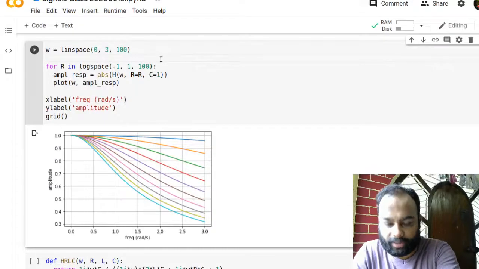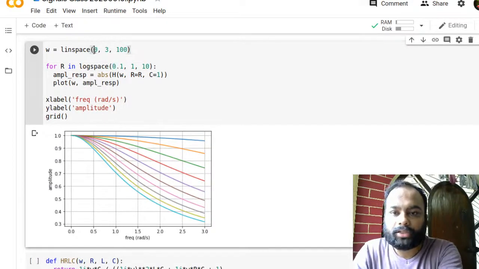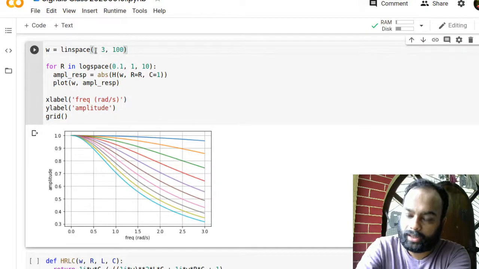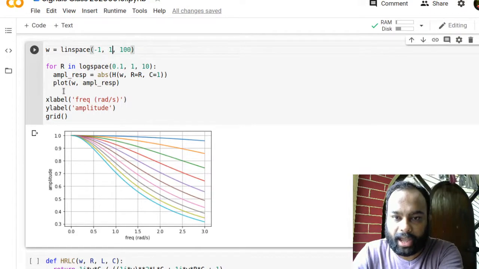Oh, sorry, why am I changing? That was the value of R. I'm not supposed to change. Yeah. So for the frequency, let's consider that to be 0.1 to 10. Okay, 100 points and X label.